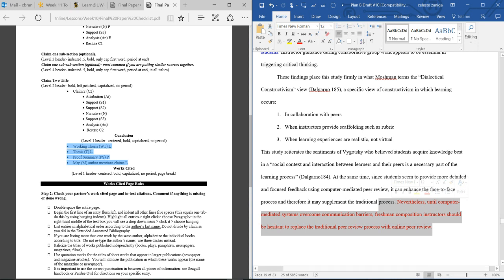Email me if you have any more questions about conclusions or suggestions for your own work. What I want to see are really clear, concise conclusions.